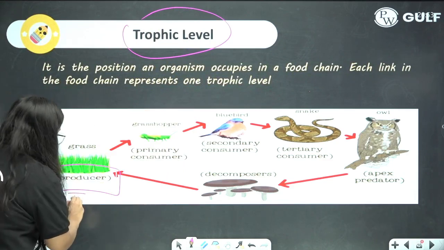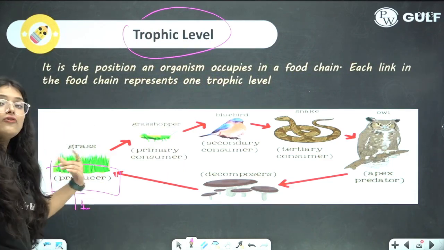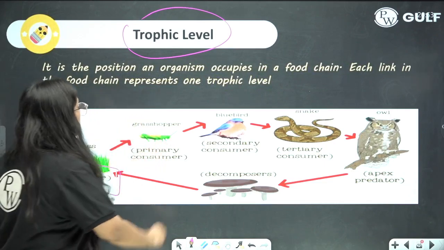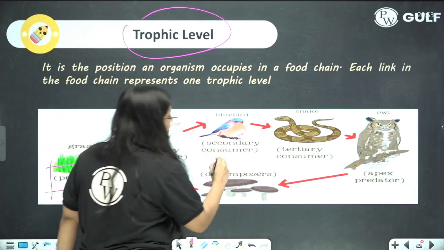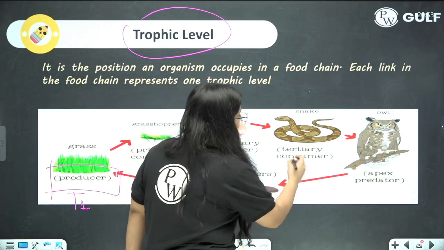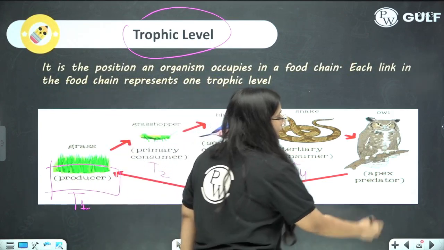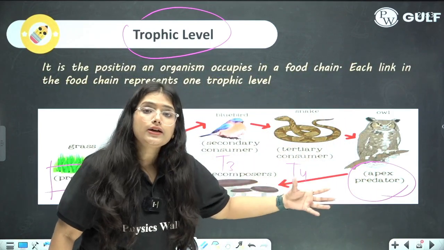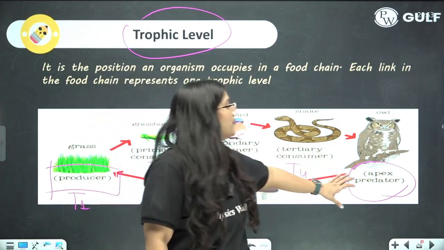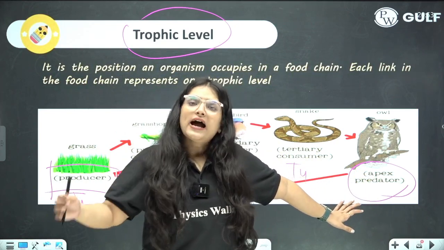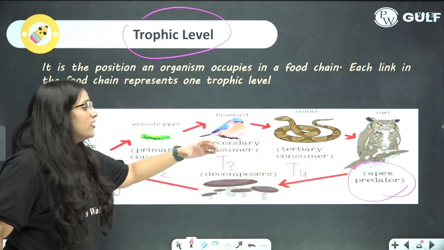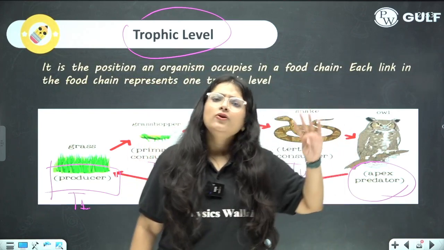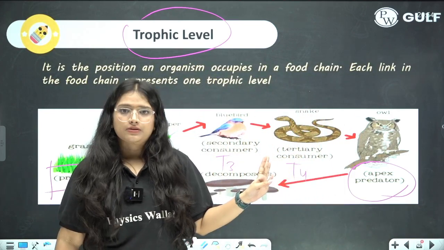Here you will see producers are at T1, or trophic level 1. Then we have the primary consumers on T2, secondary consumers on T3, tertiary consumers on T4, and the apex predator. The apex predator is the quaternary consumer, you can say, but nobody feeds on the apex predator. They will die, and of course the decomposers will feed on their body. But remember the question: only 3 to 4 trophic levels exist.